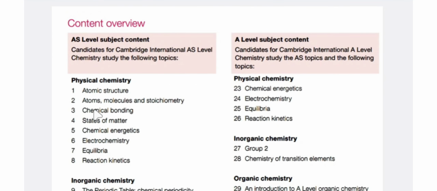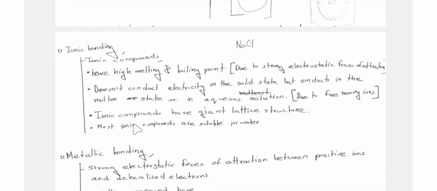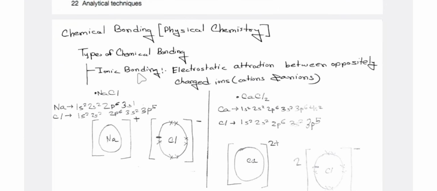Today's video we'll be discussing chemical bonding from physical chemistry. The types of chemical bonding are ionic bonding, covalent bonding, and metallic bonding. Ionic bonding is the electrostatic attraction between oppositely charged ions, that is cations and anions.